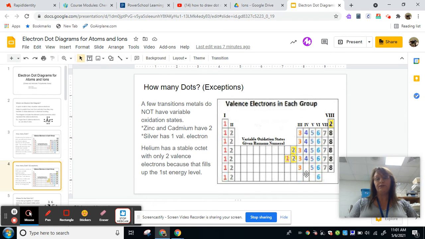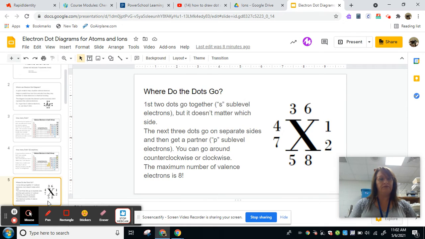It's not variable. The other exception is helium up here in the top right corner. All of the other noble gases in that family will have a full outer energy level when they have 8 valence electrons. But since helium only has 1 energy level, and that energy level is filled up when it has 2 electrons, helium will achieve its stable octet when it has 2 valence electrons in the first energy level. So 2 electrons will be the number of dots always for helium.